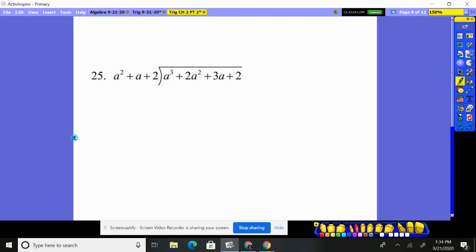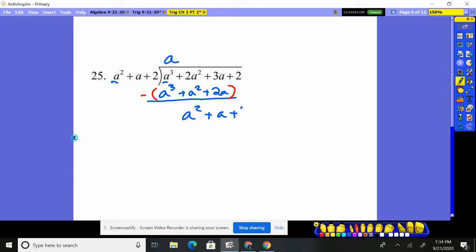Number 25. Ooh, looks tricky. No big deal. A squared times what gives you an a cubed? An a. A times a squared, a cubed. A times that a squared. A times 2, 2a. Remember, we're going to subtract the whole thing. So a cubed minus a cubed goes away. 2a squared minus that a squared is an a squared. 3a minus that 2a is an a.